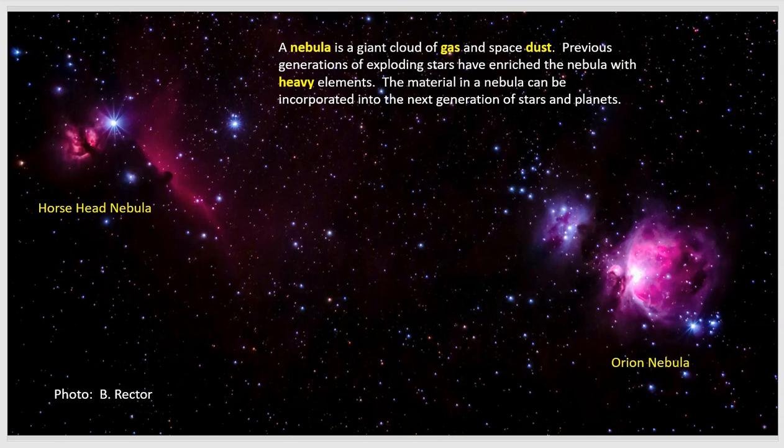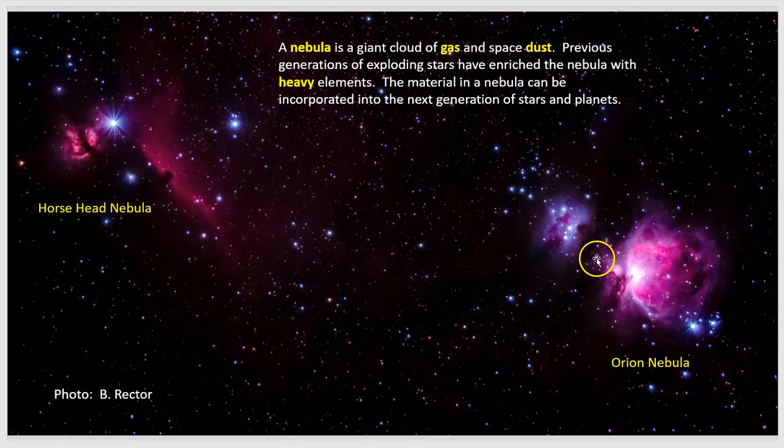So let's back up here and let's define some terms here. So we'll say that a nebula is a giant cloud of gas and space dust. Previous generations of exploding stars have enriched the nebula with heavy elements. The material in a nebula can be incorporated into the next generation of stars and planets. So here are two very well-known nebula, the Horsehead Nebula and the Orion Nebula. And what you're seeing here, this kind of colorful region of gas and dust, this is the stuff out of which new solar systems could be made.